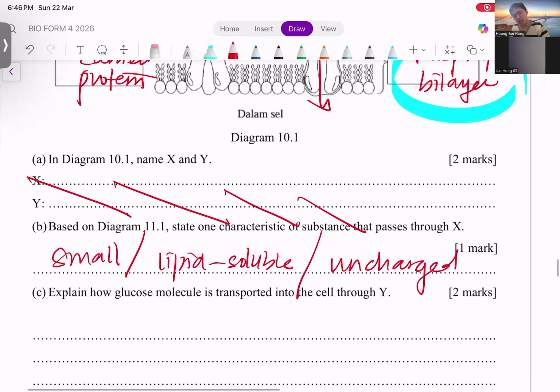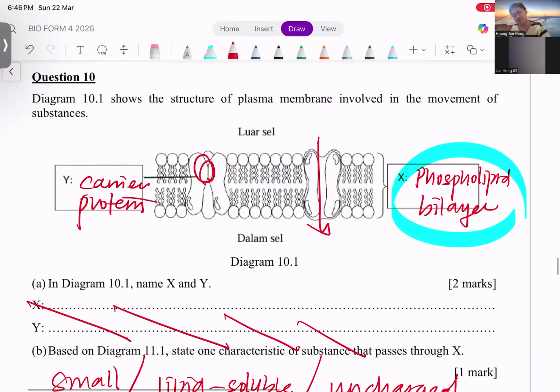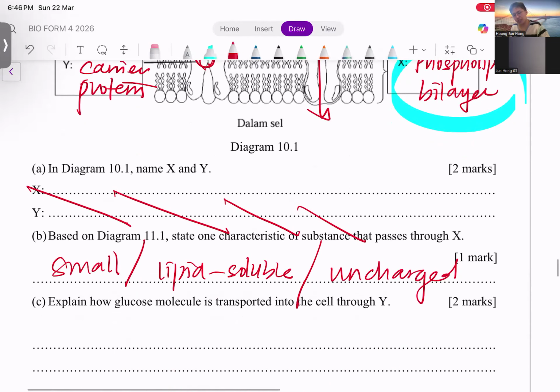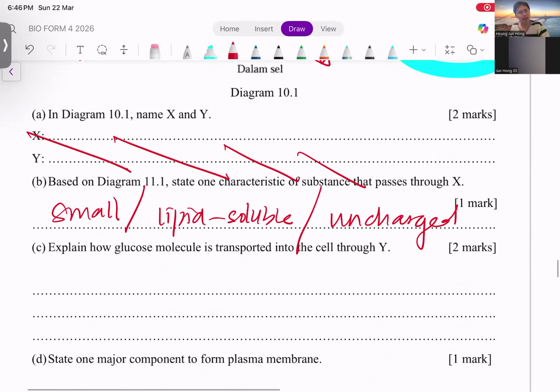Next one. How is glucose transported through the cell wall? Okay, you have two choices. You can talk about either facilitated diffusion or active transport. Up to you, because glucose can do both of them. But I think more typically it should be active transport. So I'm going to go with active transport. I will just say this is active transport.